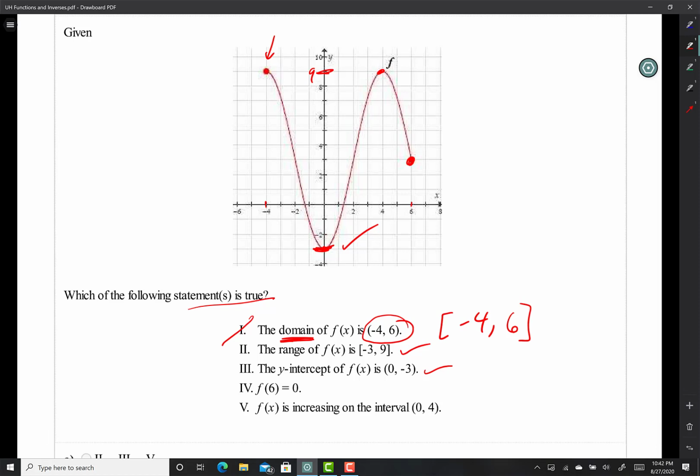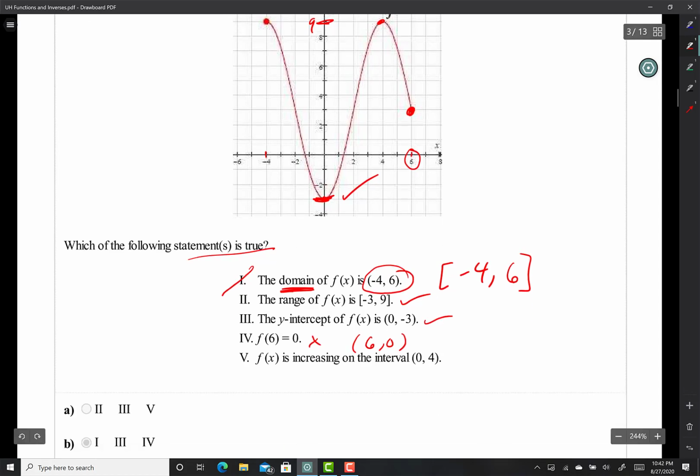f of 6 equals 0. No. f of, oh, maybe, I don't know. Nope, f of 6 equals whatever that number is, 3. So that one is false. That's an x coordinate, that's a y coordinate. It's saying that I have a point at (6, 0), and you don't.